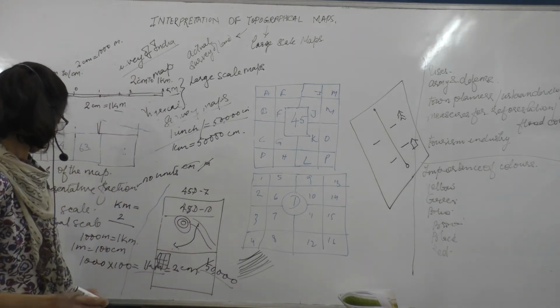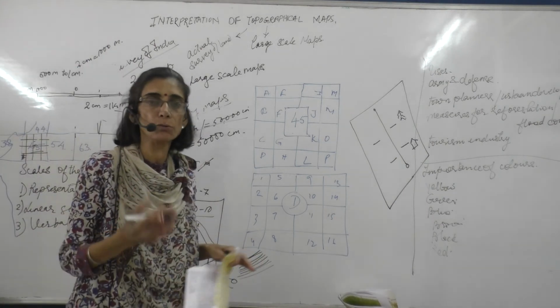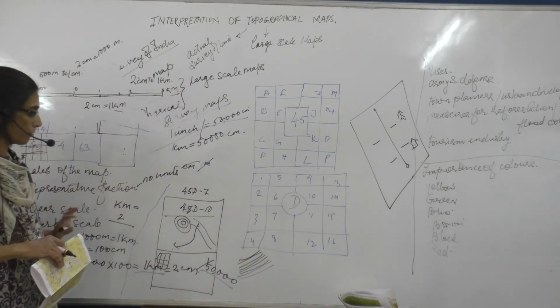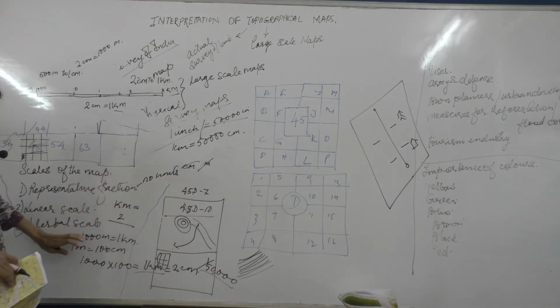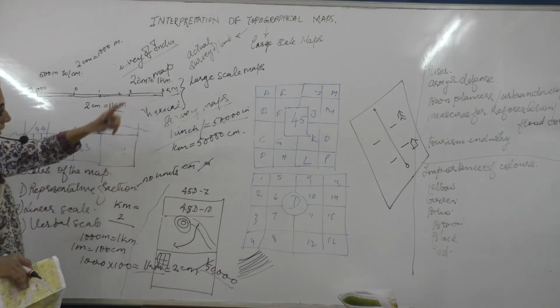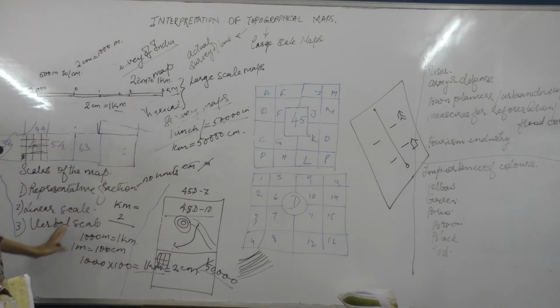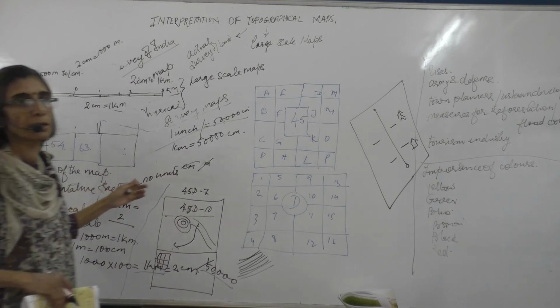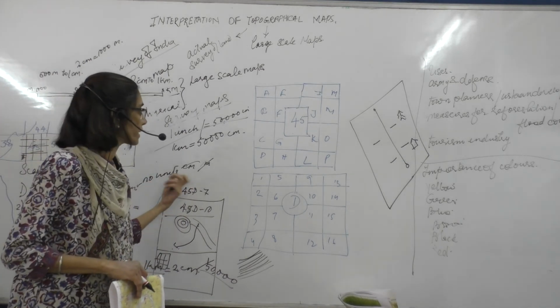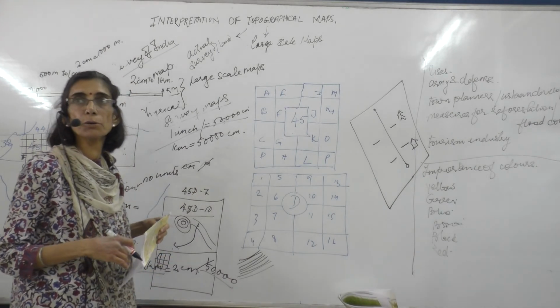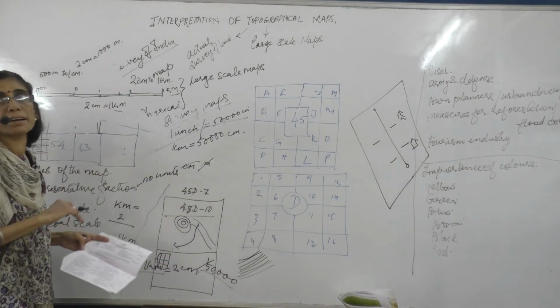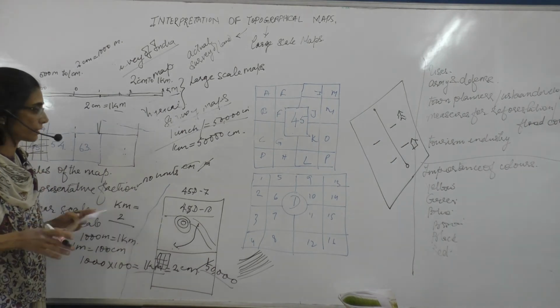1 is to 50,000. That is how we take out the representative fraction. That is how the representative fraction is deduced. We convert this kilometer into centimeters, and then we write how much 1 centimeter is equal to how many kilometers. So that is what is called the representative fraction, which is used internationally.